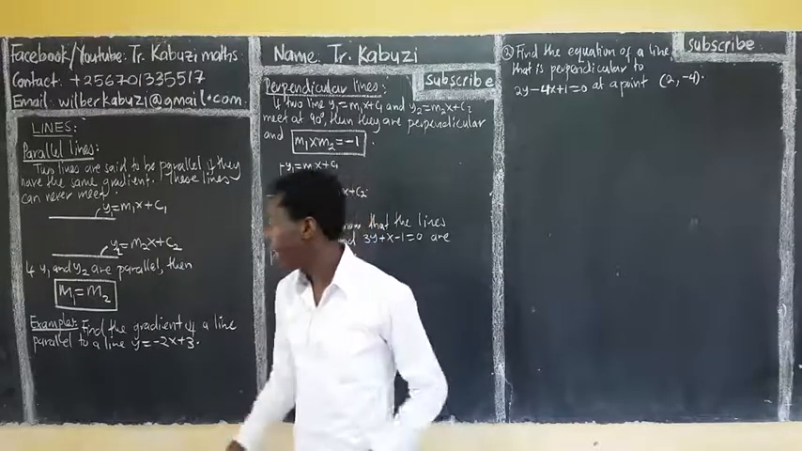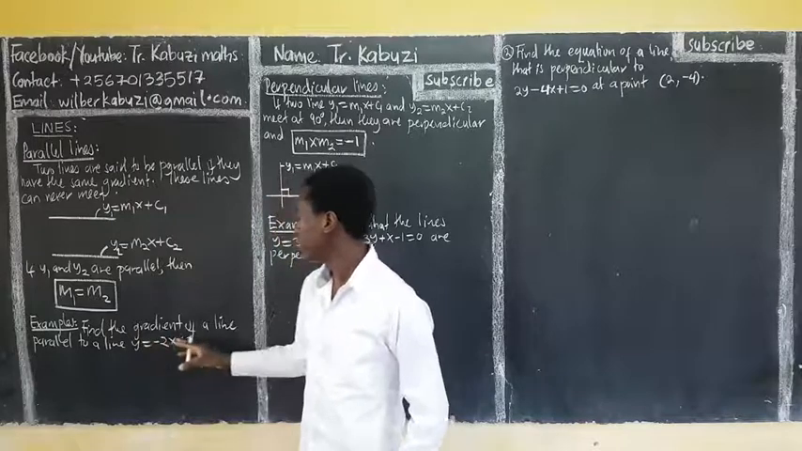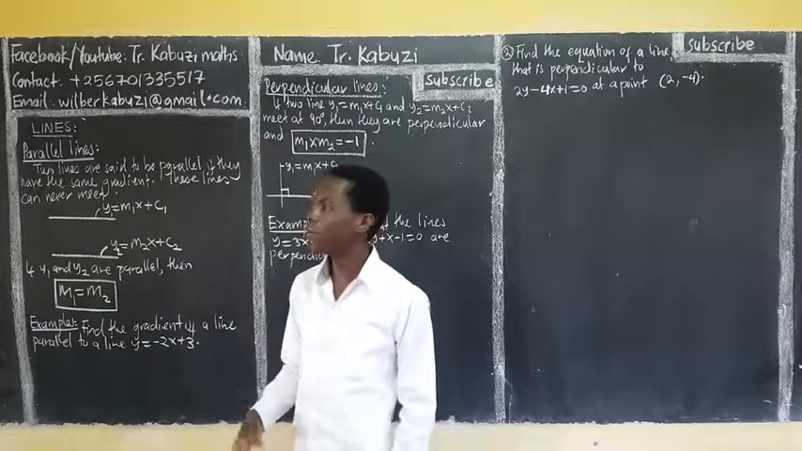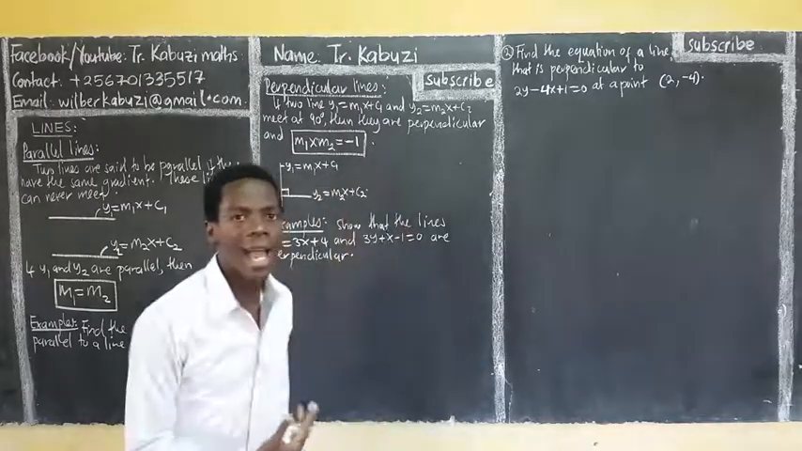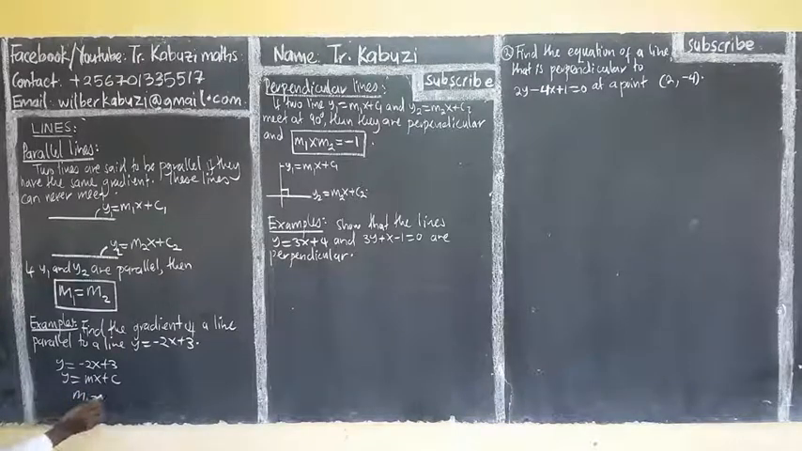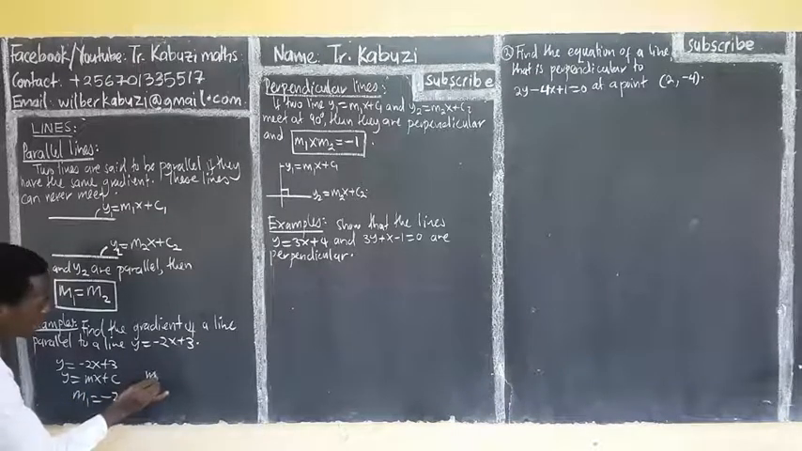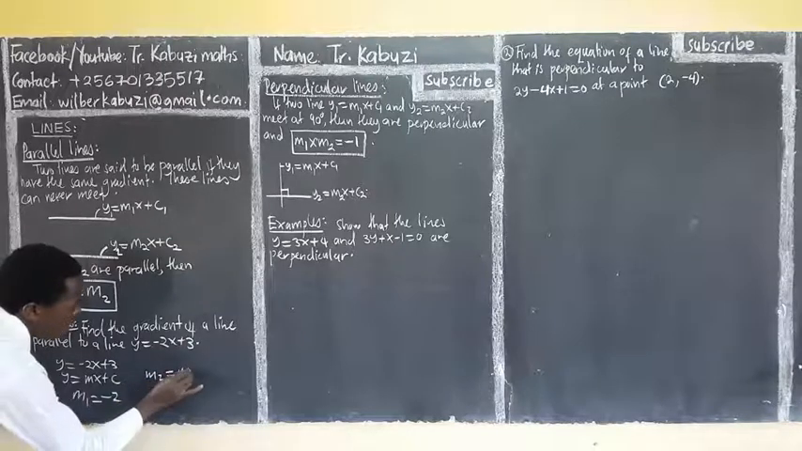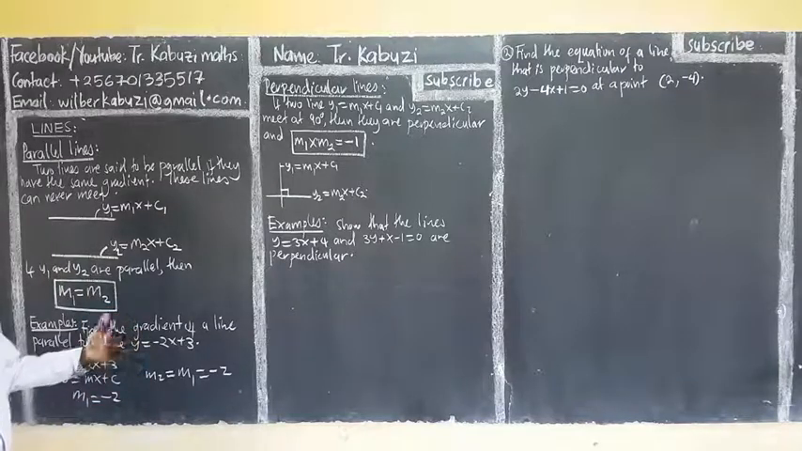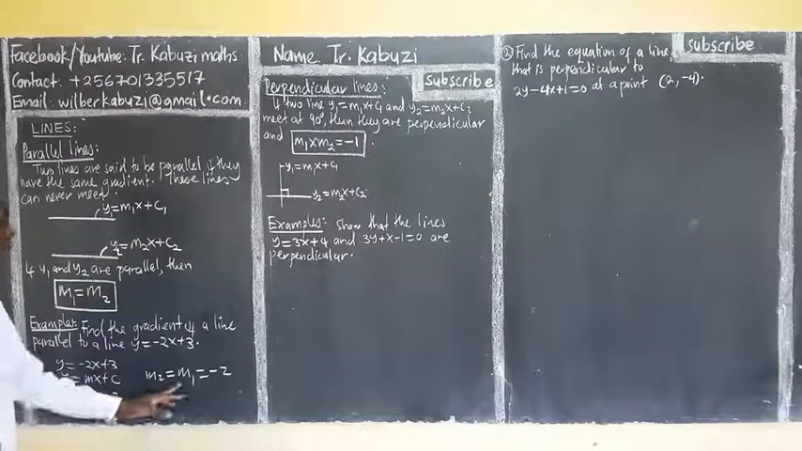Let us go through this. Find the gradient of a line parallel to a line with this. So they want us to get a gradient parallel to a line like this, but we know if that line is parallel to this, they have the same gradient. So all we need to do is to get the gradient of this line. And if you compare it with mx plus c, our m1 is negative 2. Then the other gradient is also going to be equal to m1, which will be equal to negative 2. Why? Because if there's another line they want us to get the gradient of that is parallel to this, it means that the gradients are the same.